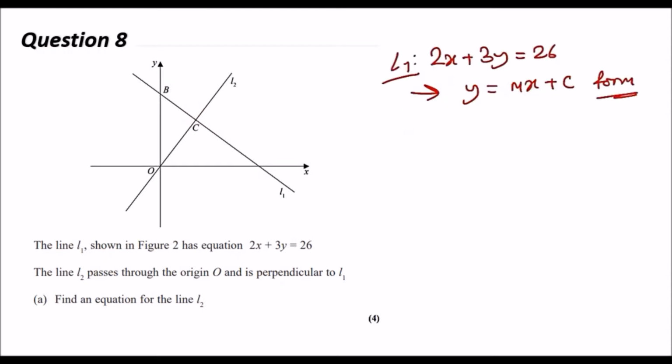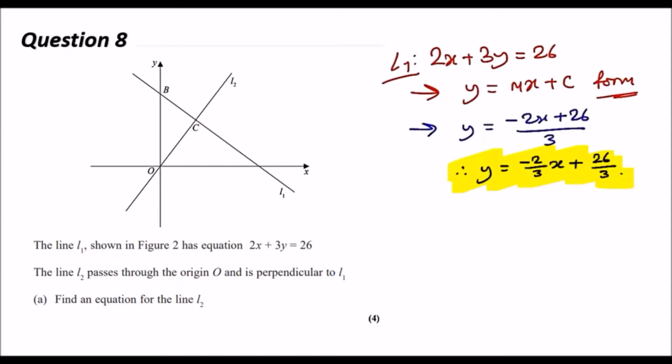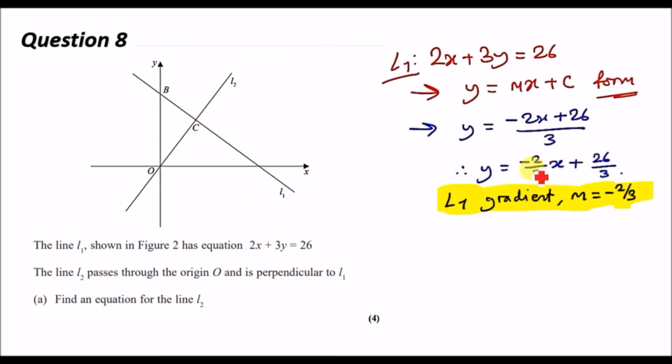Now what I did, I wrote L1 over here. I said, okay, let's rearrange into the y equals mx plus c form. And to do that, you need to subtract 2x and then divide it by 3. So it's going to look a bit like this. Minus 2x divided by 3. Just separate them into two different fractions. So you get minus 2 over 3 x and 26 over 3. So this means that the gradient for the line L1 is clearly minus 2 over 3 because of the m value here representing it.